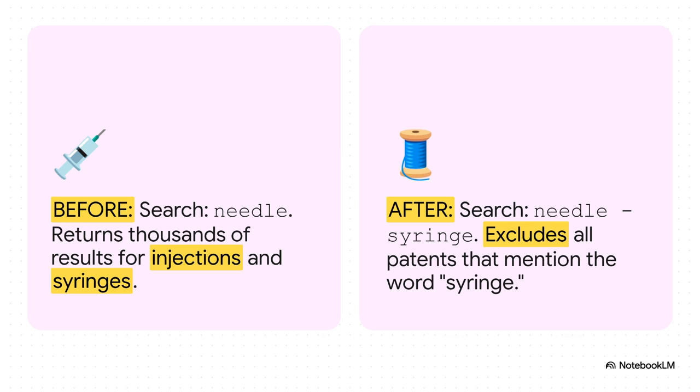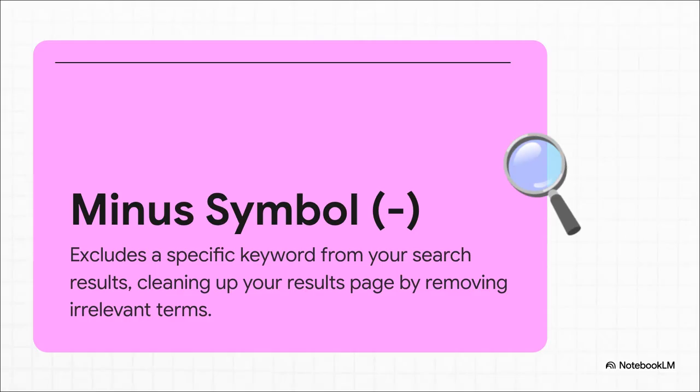All right, so we've talked about adding things. But what about getting rid of stuff you don't want? Let's say you're looking for patents on sewing needles, but your results are just flooded with medical syringes. All you have to do is add a minus sign right before the word syringe. Just like that, you've told Google, hey, show me anything about needles, but ignore anything that also mentions syringes. Think of this minus symbol as your own little surgical tool. It lets you just surgically cut out all the noise from your results. What you're left with is a much cleaner, way more focused list to look through.